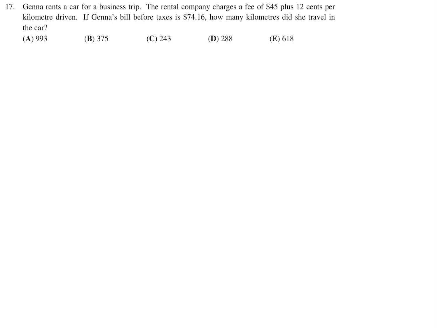Jenna rents a car for a business trip. The rental company charges a fee of $45 plus 12 cents per kilometer driven. If Jenna's bill before taxes is $74.16, how many kilometers did she travel in the car? So her fee is $45 plus 12 cents for each kilometer, K. And her total bill was $74.16. So we are solving for K, as K represents the number of kilometers.